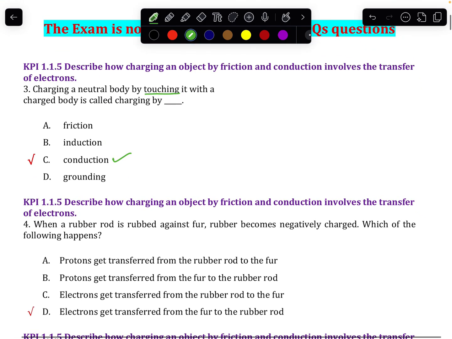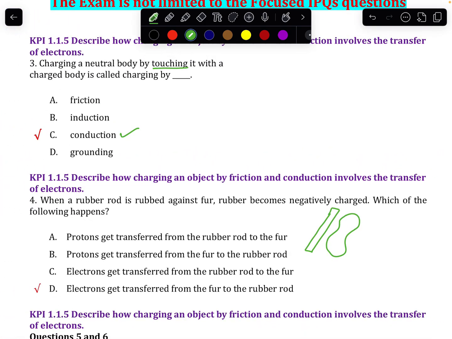And when a rubber rod is rubbed against fur, so here we have a rubber rod and here we have a piece of fur. So the rubber becomes negatively charged. However, the fur should become positively charged. The rubber rod became negatively charged because electrons were transferred to it, from the fur that became positive to the rubber rod that became negative.